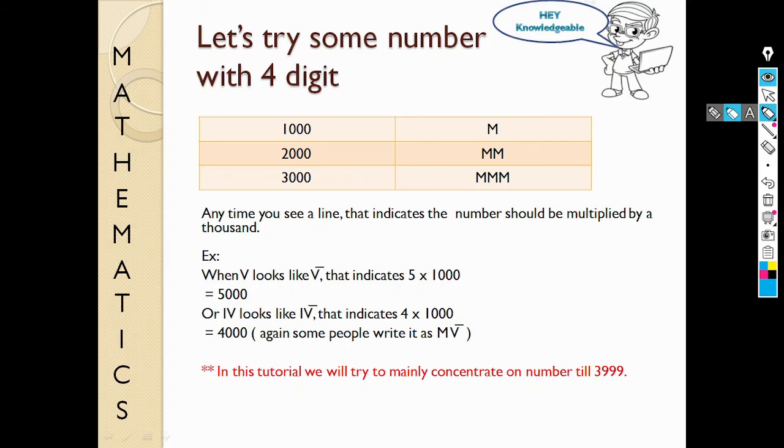So coming to the 4-digit numbers, in a similar way it has to be written, like 1000 has to be written as M, 2000 has to be written as MM, 3000 has to be written with three M's. But coming to 4000, we'll have to apply another rule.